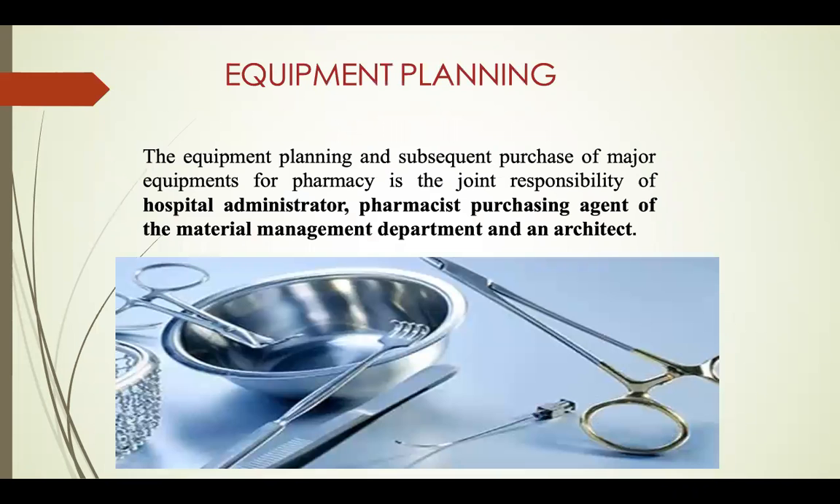Now, further equipment planning. Equipment planning in a pharmacy and the subsequent purchase of major equipment is the joint responsibility of the hospital administrator, the pharmacist, the purchasing agent of the material management department, and an architect. The hospital administrator is the MS of the hospital in our case.